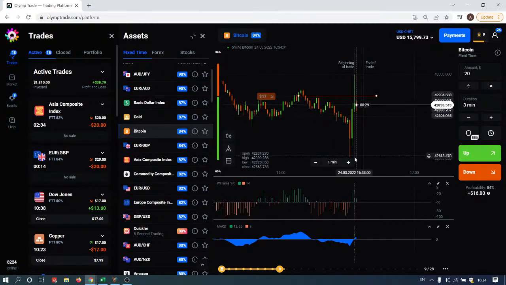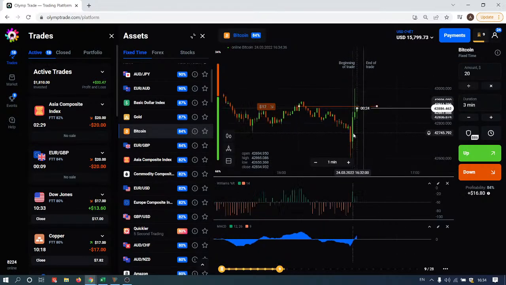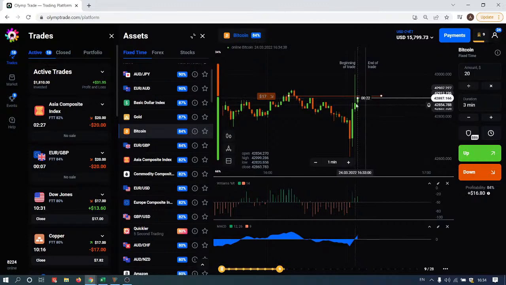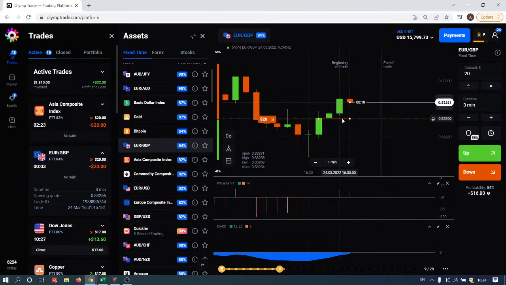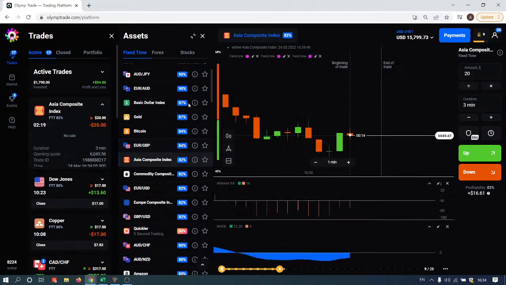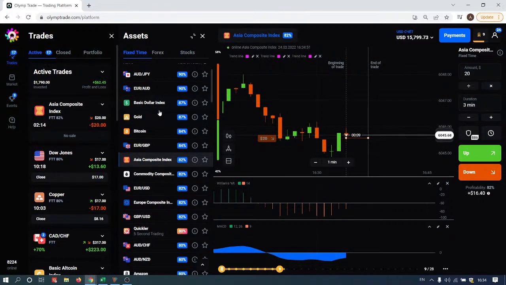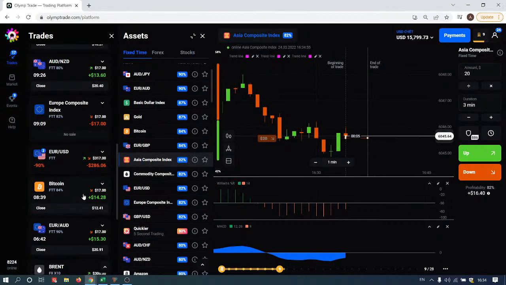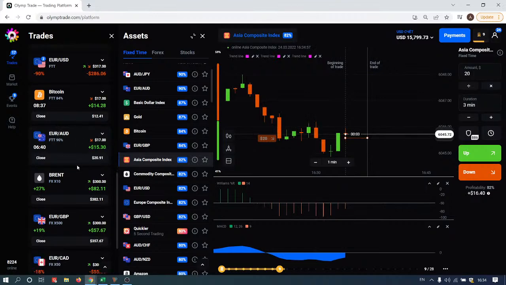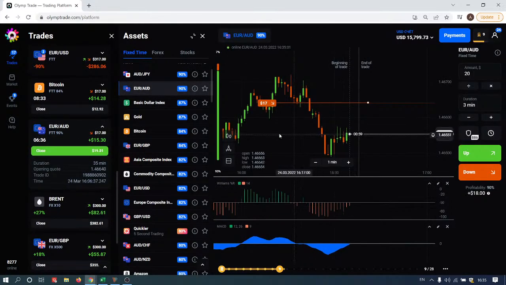Oh wow, what's going on, Bitcoin? We had this nice little drop, and then this real sharp upwards push. So unfortunately, this one closes with a loss, and I have this trade on the Asia Composite Index. Okay, guys. In 9 minutes, some of my first trades, the Euro AUD, will already close.